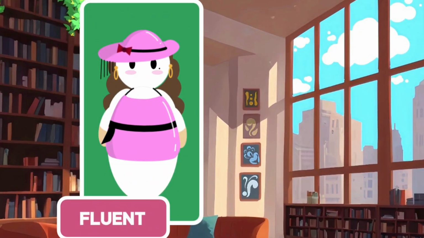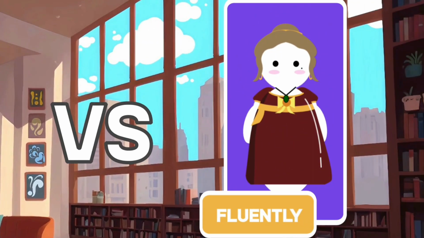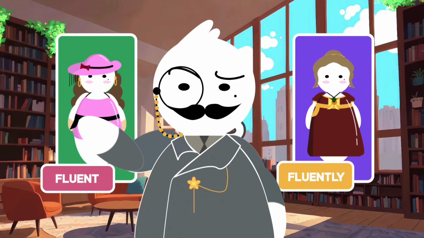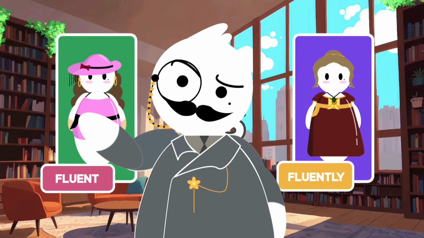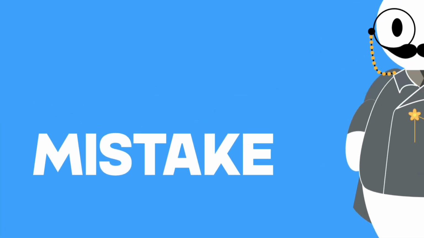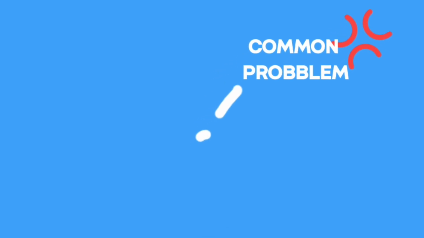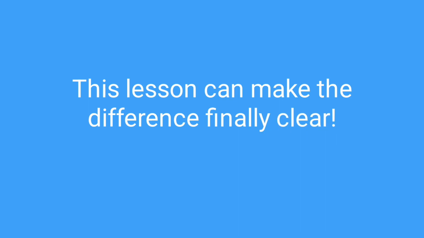She speaks English fluent, or she speaks English fluently. Can you spot what's the difference? You might use them wrong. This tiny mistake is one of the most common problems English learners face. And if adjectives and adverbs still feel confusing, this lesson can make the difference finally clear.